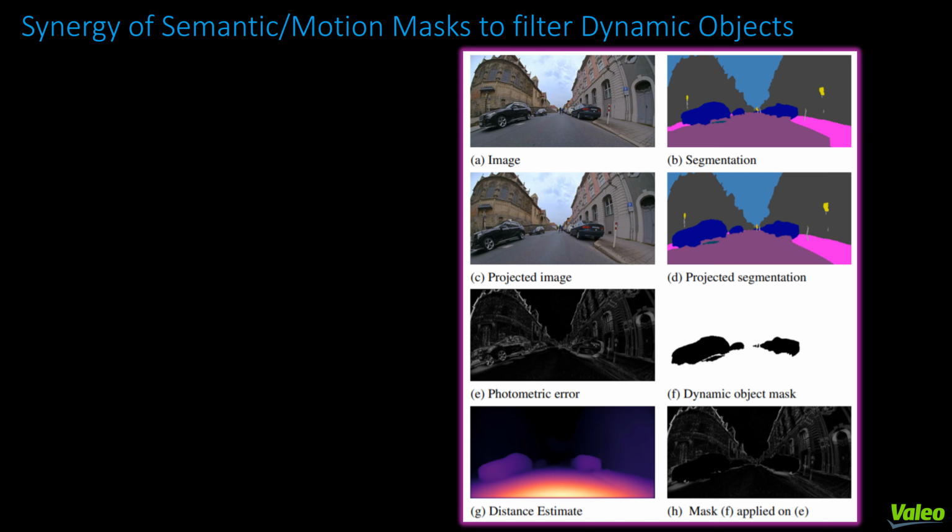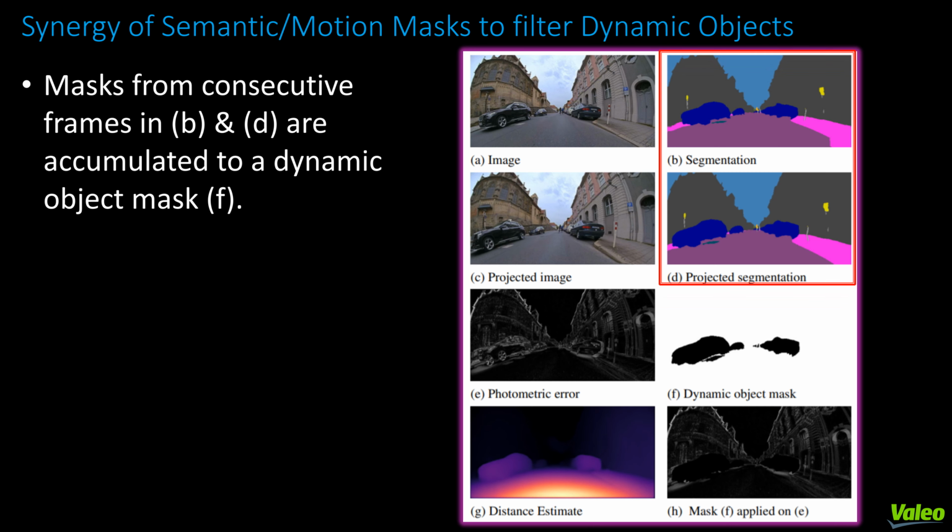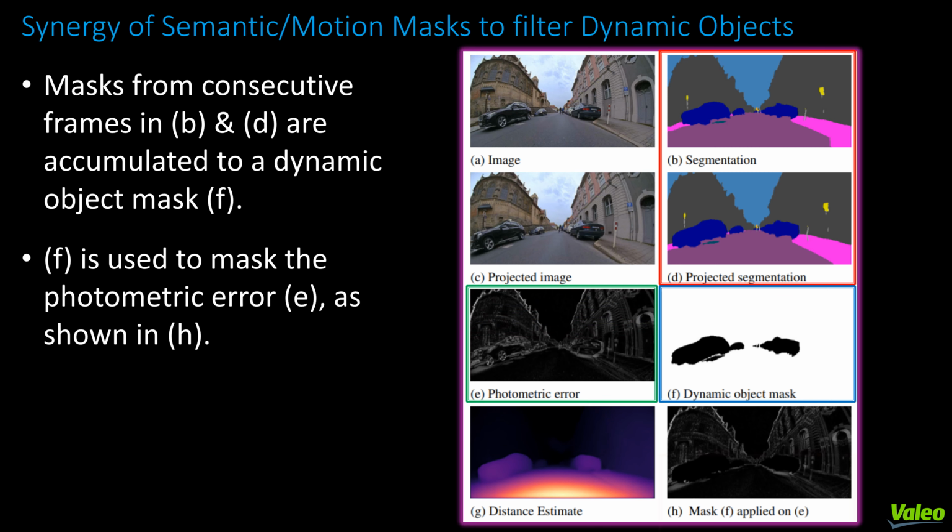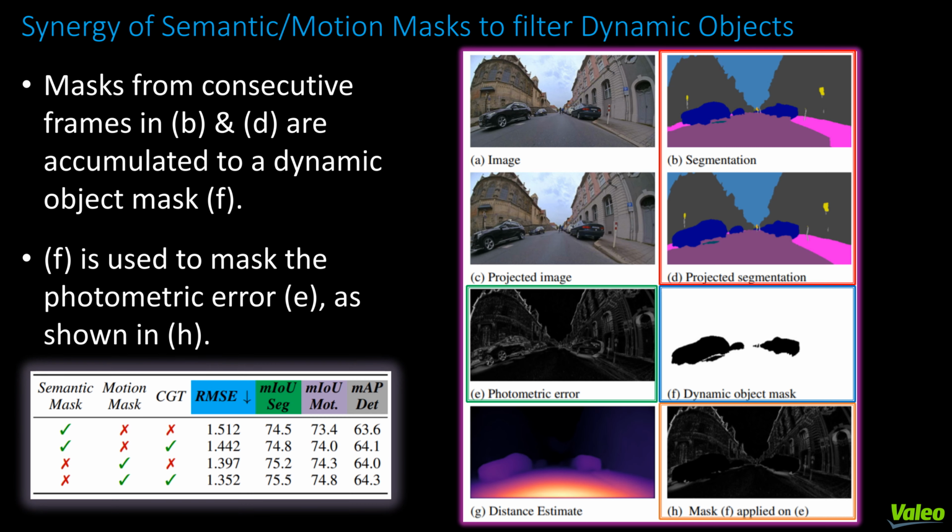The approach is as follows. If we closely look into the figure, dynamic objects inside the segmentation masks, which can be either from the semantic or motion task, from consecutive frames in B and D, are accumulated to a dynamic object mask F. F is then used to mask the photometric error E as shown in H. Quantitatively, employing motion segmentation masks yields better results than semantic masks, as shown in the table.